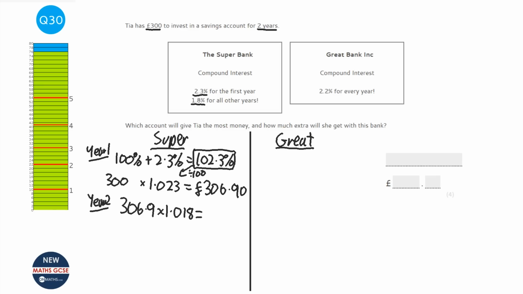So 306.90 times 1.018. And that says it's £312.42, and I'm going to round it to the nearest penny. Okay, so that is Superbank. That's how much we'd get.